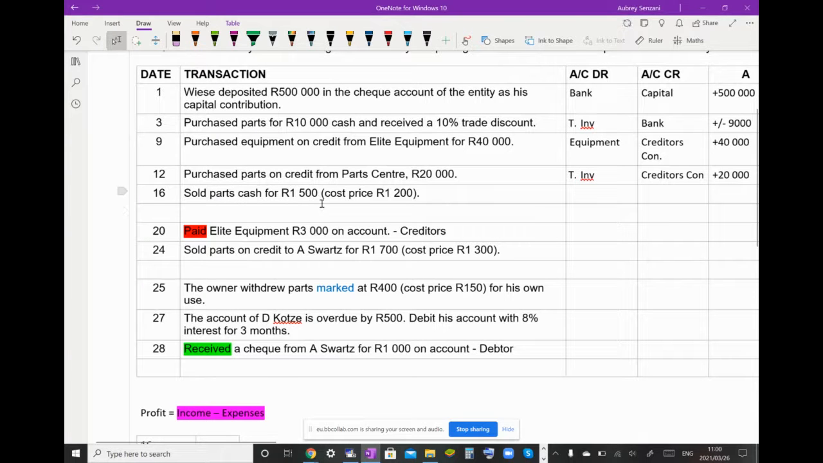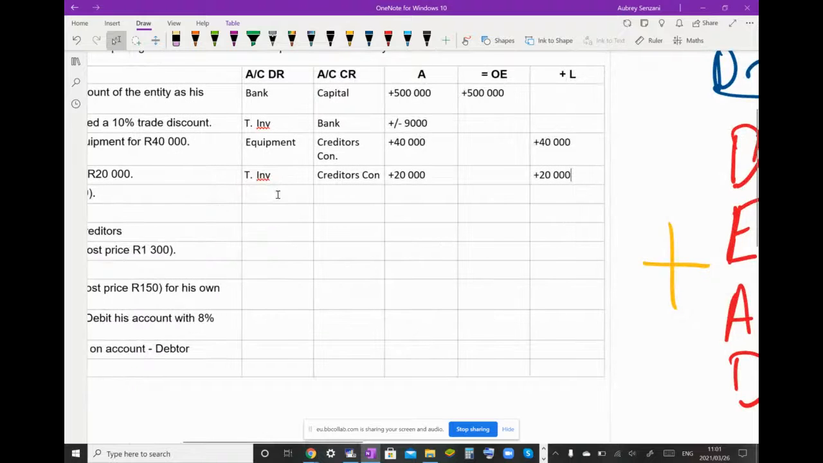On the 16th, it says we sold parts for cash, 1,500, and the cost price was 1,200. Right. So which accounts are affected? What income exactly? And is there anything else that's affected? So we've dealt with the sales side first. Remember, we always have two double entries when we're operating under the perpetual inventory system. We have the sales side, which we've just done. Then we need to do what on the second double entry?